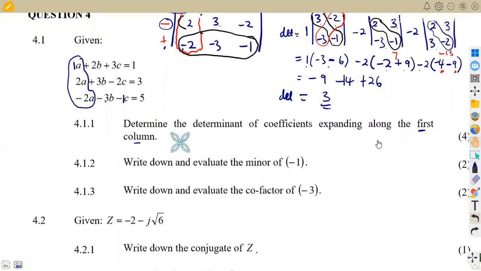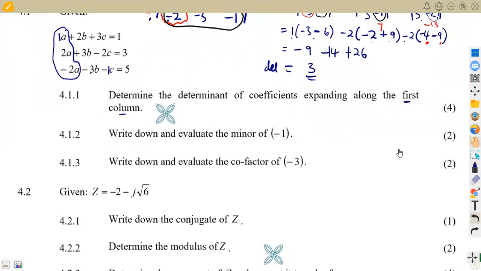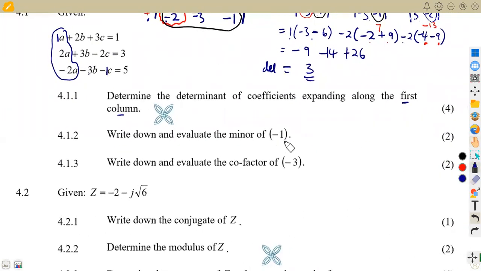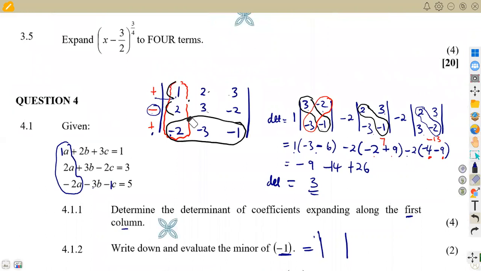4.12: write down and evaluate the minor of negative 1. We know that the minor is found by closing the row and the column where we have minus 1. So we have to close the row and column where we have minus 1. So where do we have minus 1? Let's just remove this part first, then we can see. I just hope it's clear there.